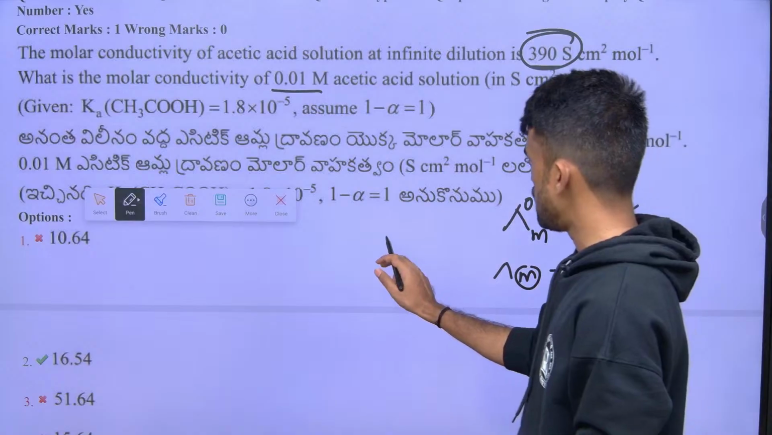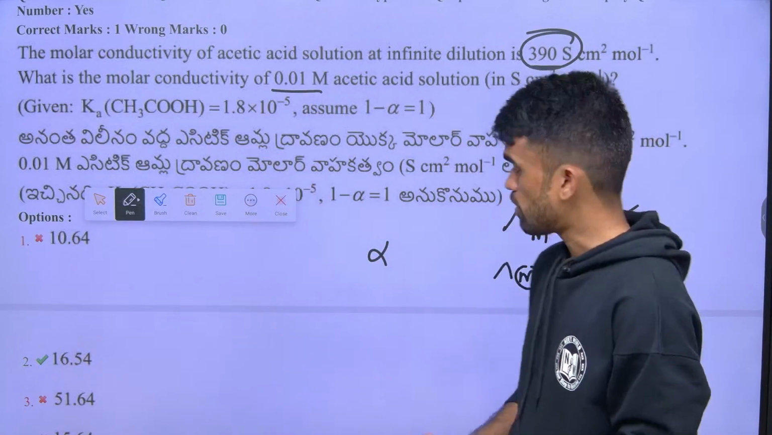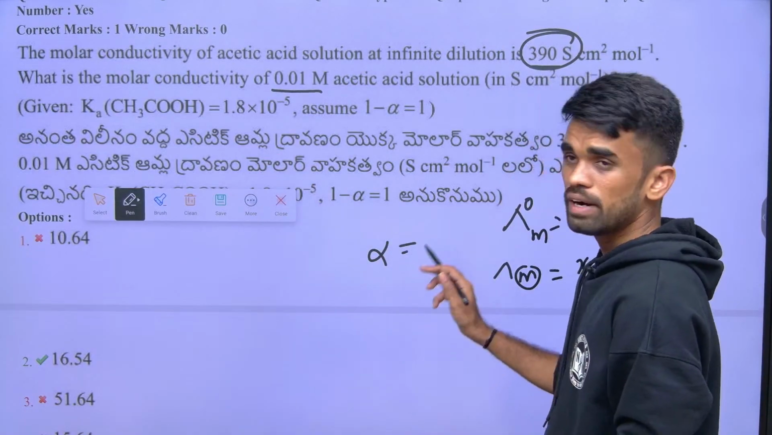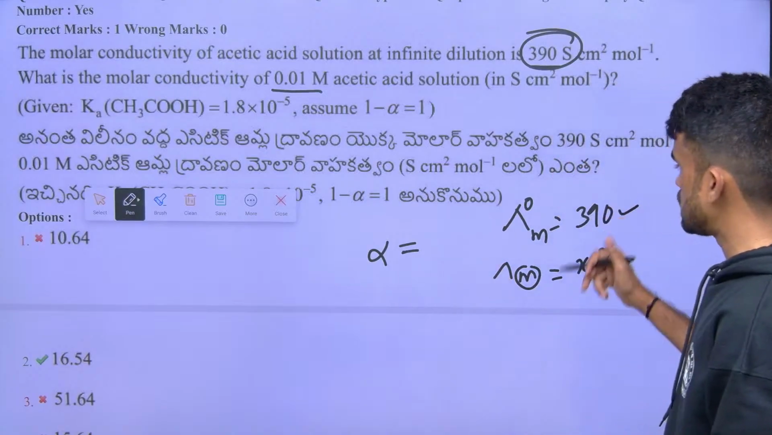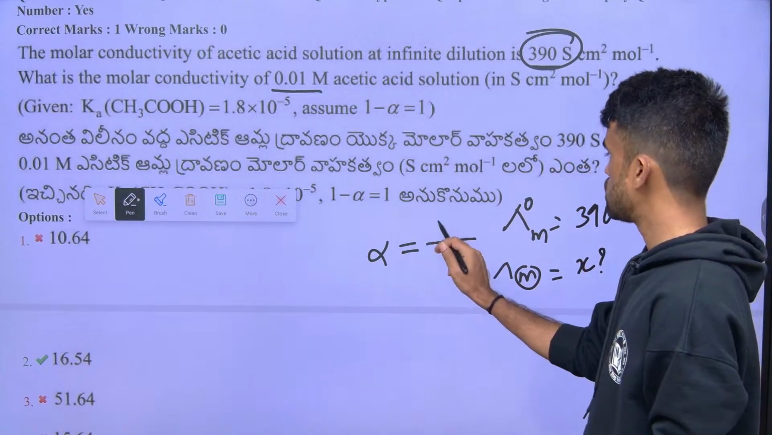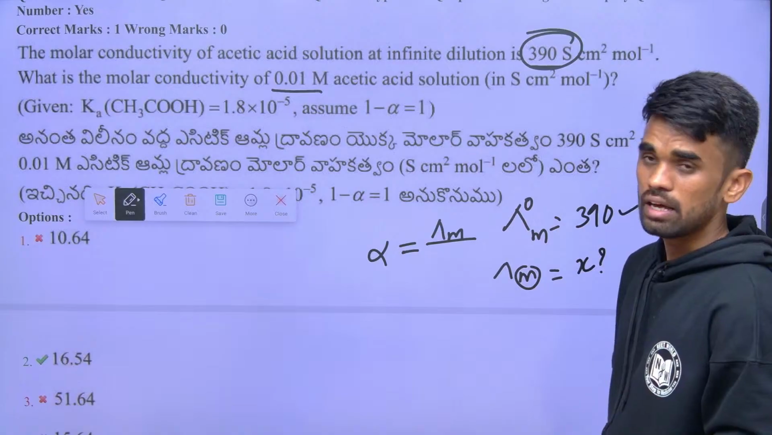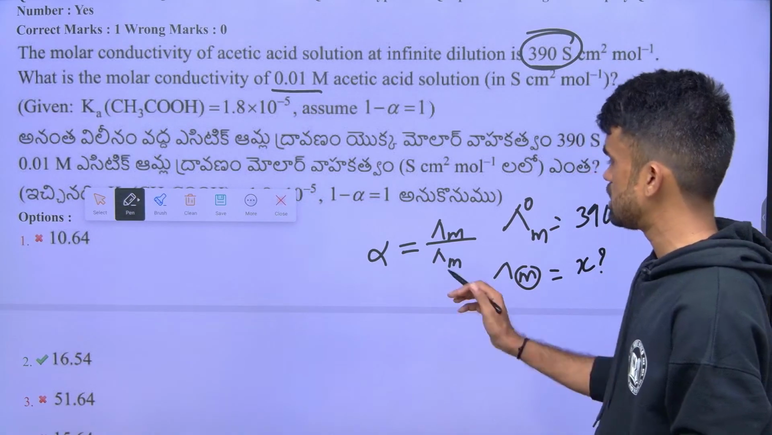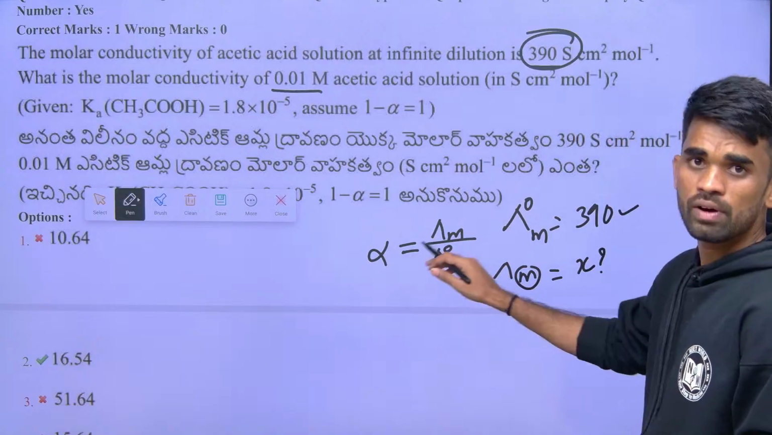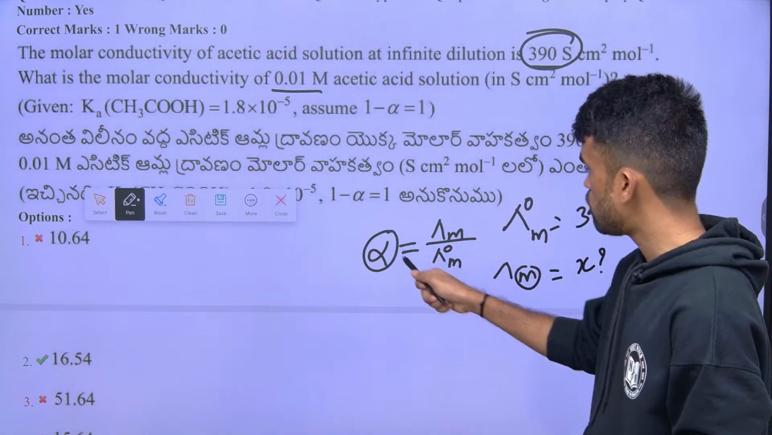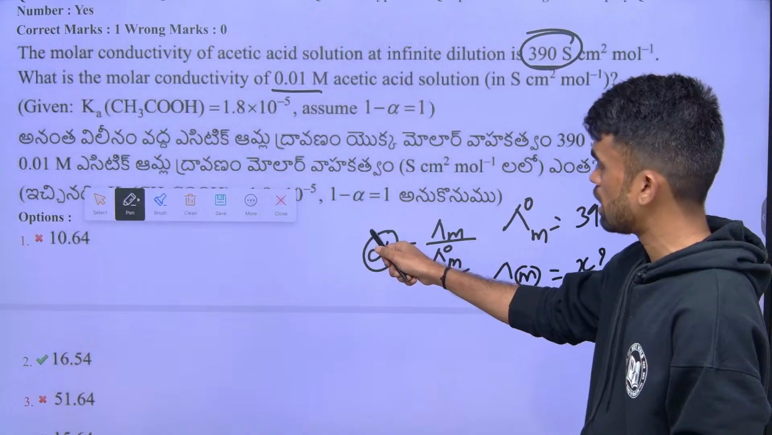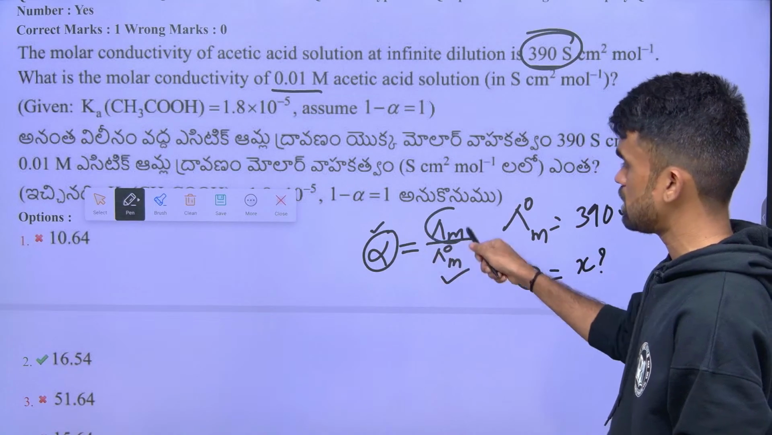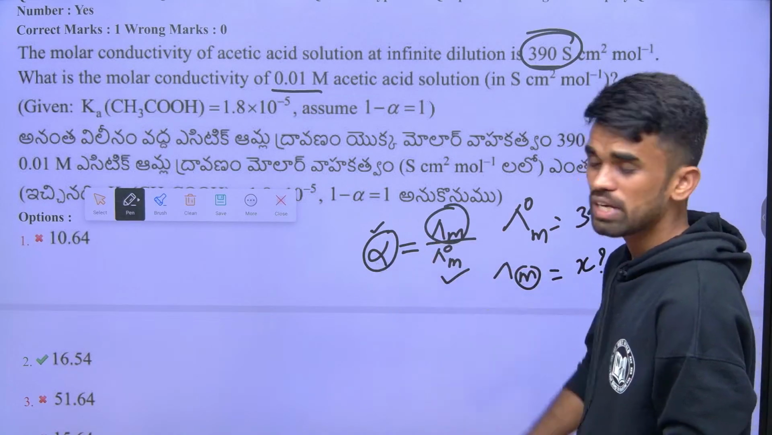For finding that we have Ka. From that Ka we need to find alpha. Alpha relates the molar conductivity at concentration M and the limiting molar conductivity. So if we know this alpha, we can find this final value. So how can we get this alpha?